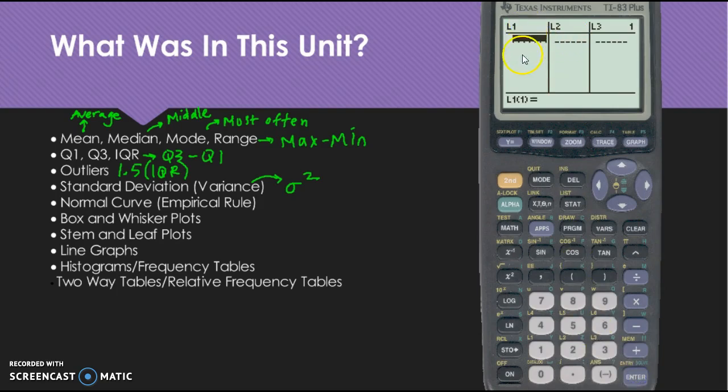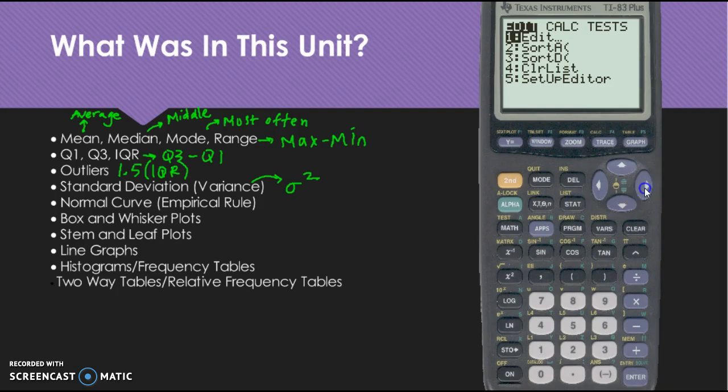And in L1, we put in all of our data. Alright, once we have all of our data in, and I'll just put some numbers in here so that we have something to go off of. Okay, so now if I want to find all of this information we've been talking about, I'm going to go to Stat, Calc, and I want that first one, 1-Var Stats. I'm going to let it load.